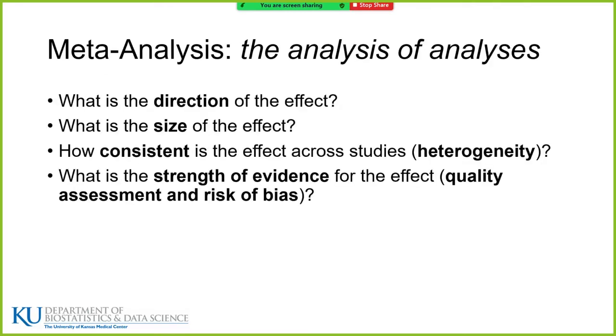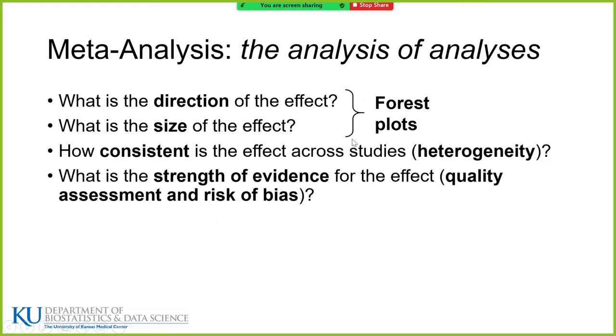Meta-analysis just means the analysis of analyses, and it answers several questions. It answers the direction of the treatment effect. Is it positive or negative associations? The size or magnitude of the effect, the consistency of the effect across studies, which we call heterogeneity, and the strength of evidence. So if that's related to the heterogeneity, the higher the consistency, the higher the strength of evidence. The lower the consistency of this effect across studies, the lower the strength of evidence.